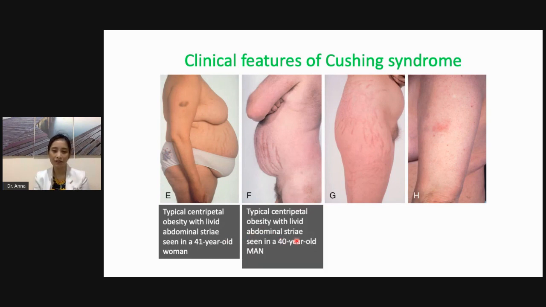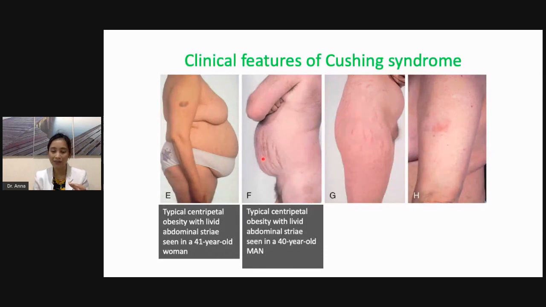This one is a 40-year-old man, with very prominent abdominal striae. It has to be violaceous or reddish. If it's just your whitish striae, usually that's from typical stress, usually from pregnancy or from weight loss. But if it's whitish, it's not Cushing's. But if it's reddish to violaceous, it's usually Cushing syndrome, and it has to be at least 1 centimeter in width.